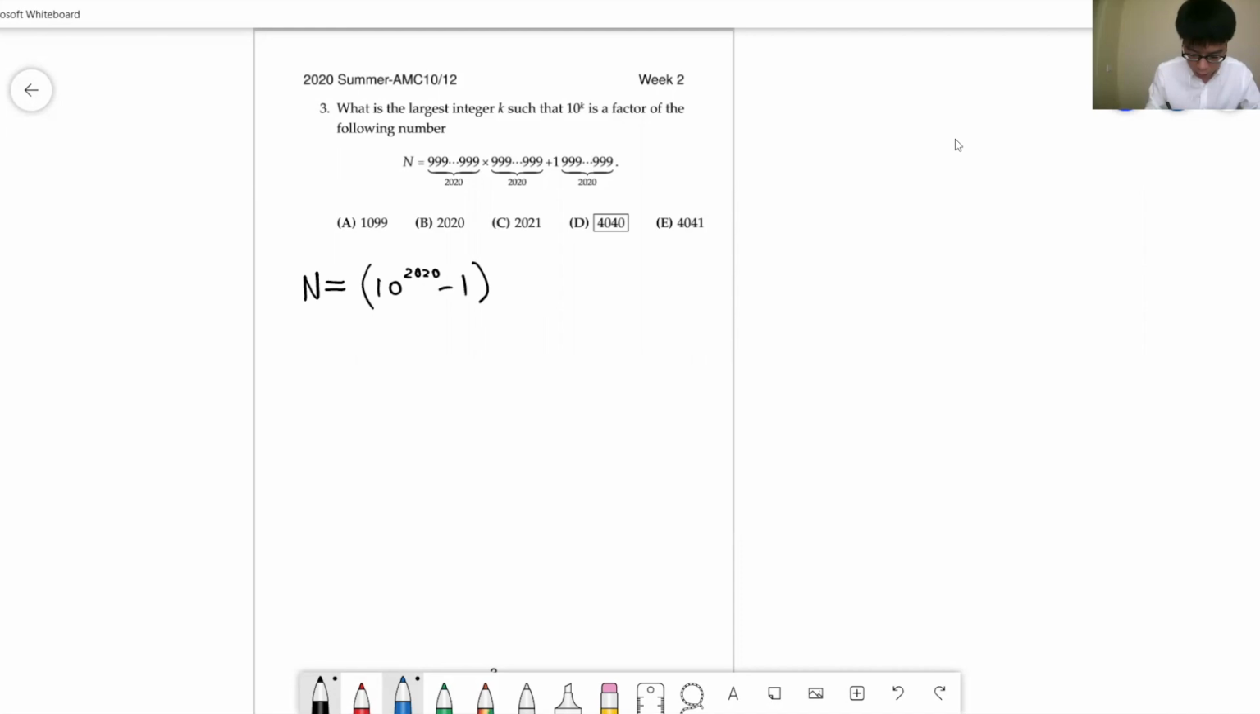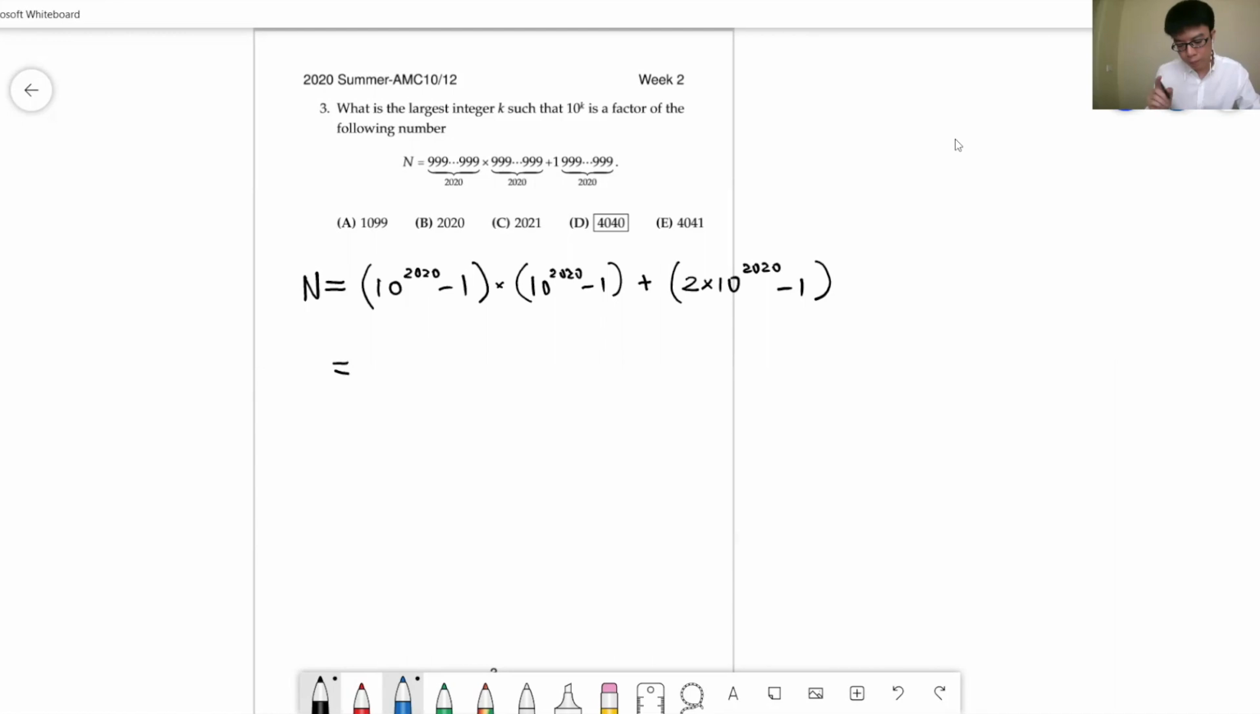Okay, and times itself, right? Times itself. And plus 199, 2029. So this is close to 2 times 10 to the 2020. So this is 2 times 10 to the 2020 minus 1, right?